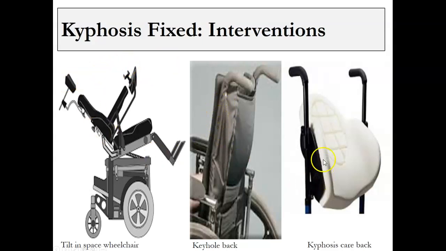The keyhole back and the kyphosis care back are different versions of special cushions and wheelchair tops here. They can help with the fixed posture. It's kind of like you're compensating. You're not really fixing it, you're not bringing them back to neutral, because you can't move it, it's contracted. But you're making the most of it in terms of skin breakdown and protecting their body and that sort of thing, with the keyhole back and the kyphosis care and the tilt in space. So if your client has a fixed kyphotic posture, you'd look towards these kinds of solutions for your wheelchair paper.